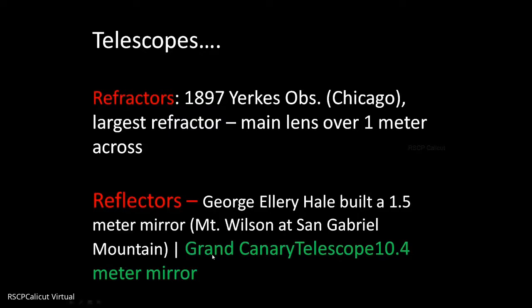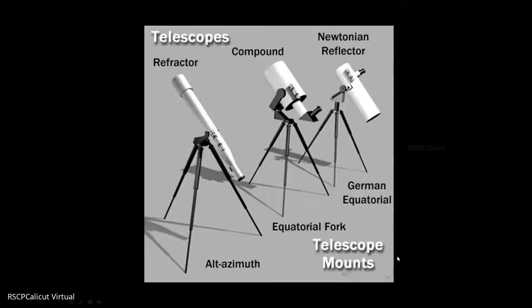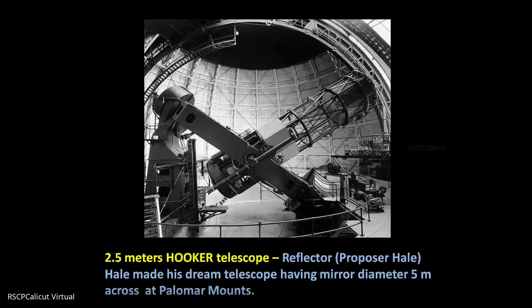Nowadays the Gran Canarias Telescope is considered to be the largest telescope. A bigger, extremely large telescope is also getting built. The Gran Canarias Telescope's diameter is 10.4 meters, but its design is separate, which I will speak about later. There are different mounts for a telescope, and this was the 2.5 meter Hooker reflector telescope. You can see how gigantic a structure it is. It is not like the common telescope that you see in science centers and planetariums.